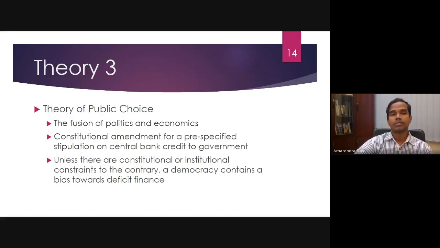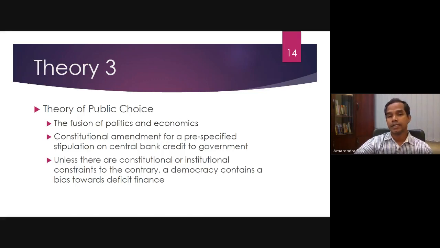And then the third one is the theory of public choice. Basically, the theory of public choice is the fusion of politics and economics. As per this theory, there should be a constitutional amendment for a pre-specified stipulation on central bank credit to the government.